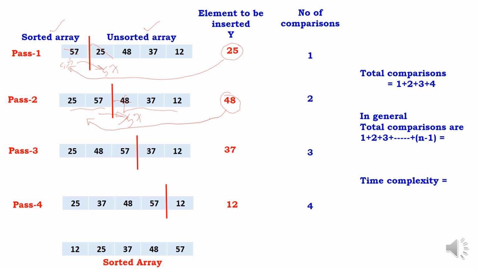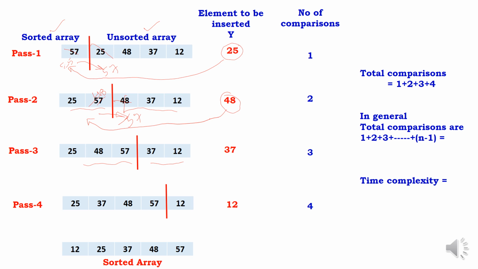57 is going to be placed in the next position, and 48 is compared with 25. Is 48 less than 25? No. So 48 will be placed in the place of 57. So now the sorted array contains 25, 48, 57. See, the sorted array contains three elements, the unsorted array contains two elements.